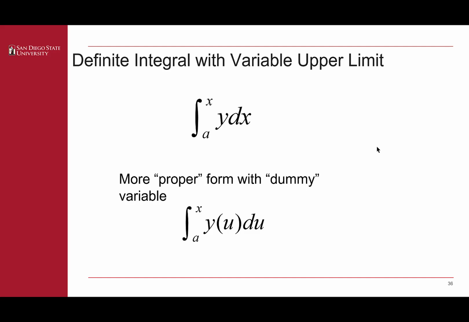Let's see a definite integral with a variable upper limit, which is also possible. The boundaries of the integral could start from a constant value, and could end with x, which is a variable, and the integral could be y dx. A more proper form with a dummy variable could be the integral from a to x of y of u times du, because y is also a function of x. So using a dummy variable makes things easy and look nicer.